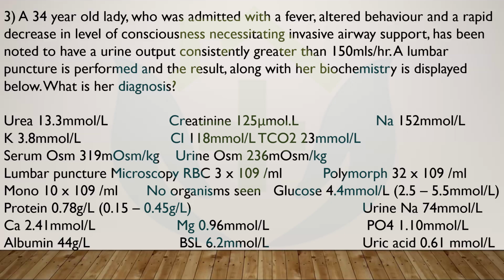In the lumbar puncture, they have shown microscopy, the RBC is 3, polymorphs 32. These don't matter much. So with these four values from the first, and the history given, you can interpret and tell the diagnosis. So what was the diagnosis in this? Sir, will sodium be high? Central diabetes insipidus. Yeah, I think quite clear.